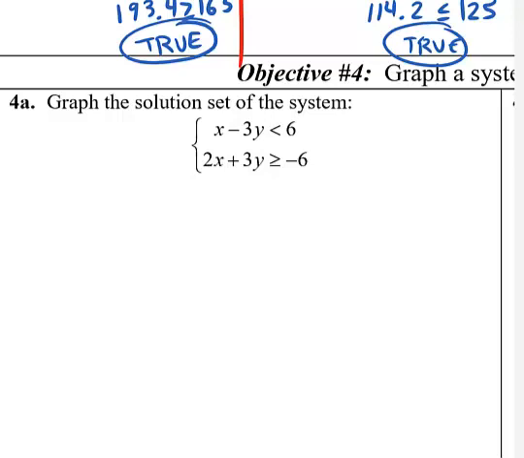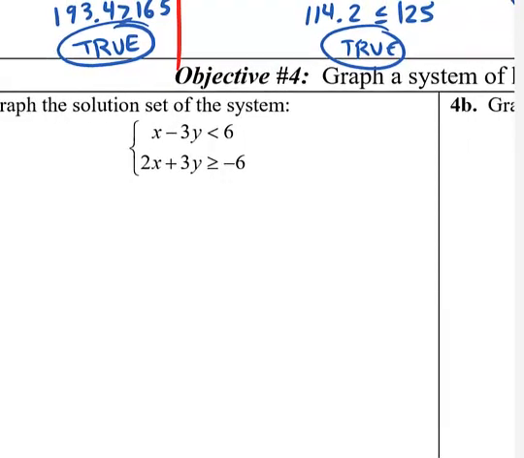We haven't seen that yet. Or sorry, a system of inequalities. The good news is it's not much different from what we did before. Notice these are both lines, or this is a linear equation. If you change that less than to an equal sign, it's a line. Same thing with this guy. If you change that greater than or equal to an equal sign, that's a line. So all we're going to do is graph both of these linear inequalities.